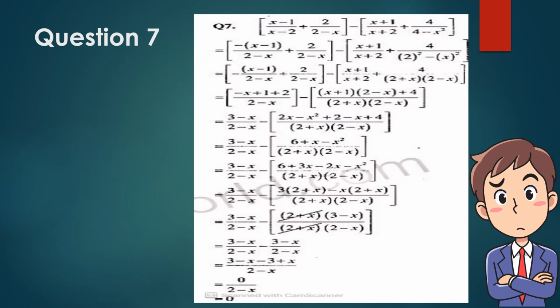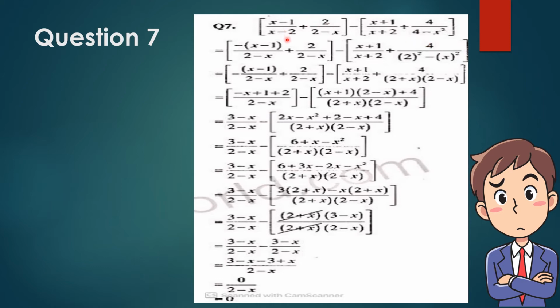Question number 7 is quite simple. You have two parentheses, the brackets. You have x minus 1 over x minus 2 plus 2 over 2 minus x. In the second one you have x plus 1 divided by x plus 2 and 4 divided by 4 minus x square. Just by checking the question you cannot just say that it is complicated, because in the first bracket you have two fractions. You will simply take the LCM. Similarly in the second one you have two fractions. You will simply take the LCM of them.